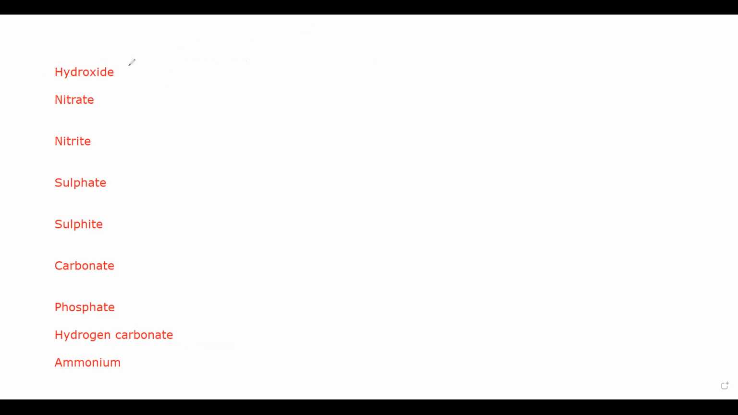If it is hydroxide, it's OH minus 1. Nitrate is NO3 minus 1. Nitrite is NO2 minus 1. Sulfate is SO4 minus 2. Sulfide is SO3 minus 2. Carbonate is CO3 minus 2. Phosphate is PO4 minus 3. Hydrogen carbonate is HCO3 minus 1. And ammonium is NH4 plus 1. So you have to learn the formula as well as the charge. In the last session, I mentioned all of them, but because I will use them again, that's why I'm writing again.